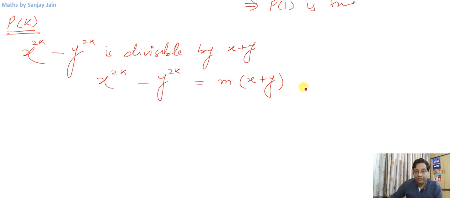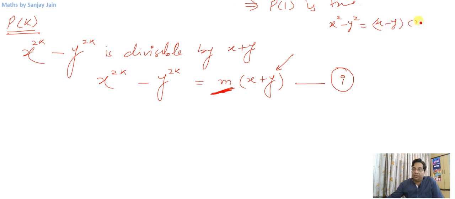Okay, so let it be my equation number 1. When is something divisible? Now this is a polynomial expression, right? When I say m is an integer, that was the divisibility of two numbers. When this is a polynomial, that means this has to be one of the factors, and the rest of the expression can be another polynomial. For example, x square minus y square is nothing but x minus y into x plus y. So it was divisible by x plus y.